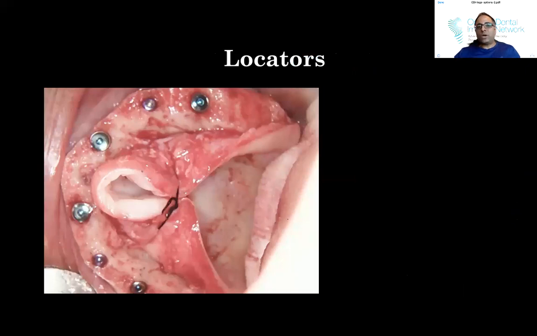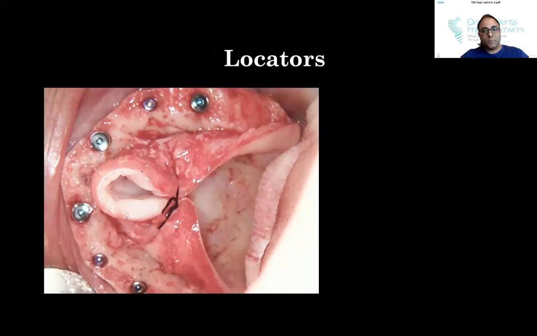So there was a question asked on the group chat when we first started talking about this: how do you get the proper position for locators? And for locators, remember, those implants have to be placed palatally, because we don't want that locator coming out where the teeth come out, since we're not going to have enough room. So remember, the implants are placed palatally, typically.